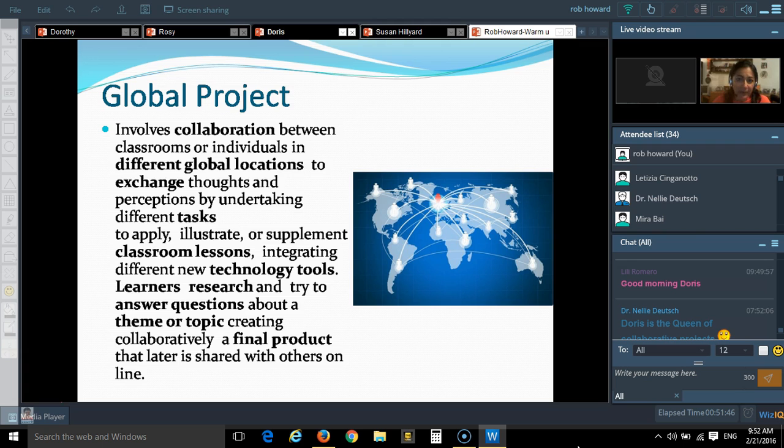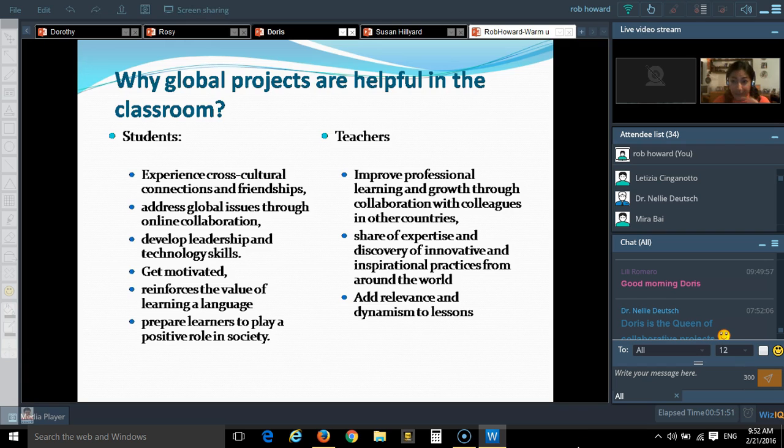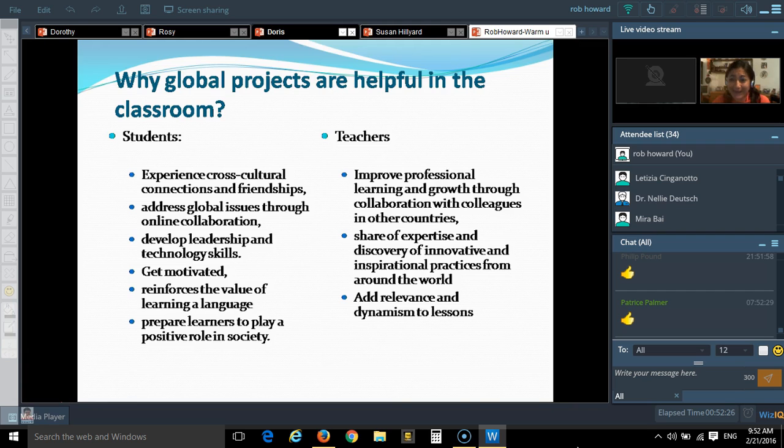So how do we integrate this in the EFL class? Exactly the question, you know. And you say, well, why is it helpful? So I got this, the student part and the teacher part, and students will get cross-cultural connections and friendships. That doesn't happen in, for example, my classes. I used to teach in Venezuela. Now I moved to Argentina. In my classes, everybody was from the same city, so there were not chances for them to talk or make connections.